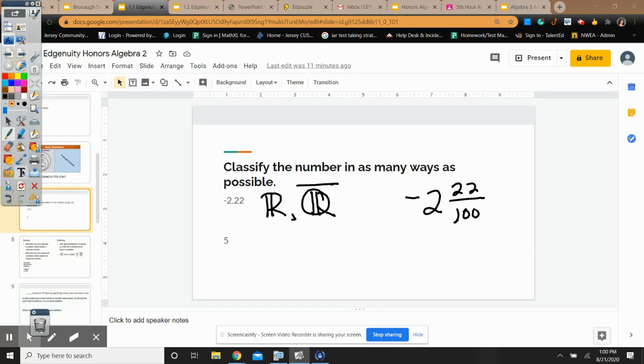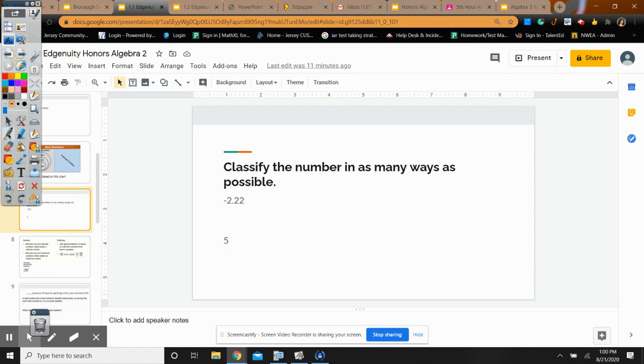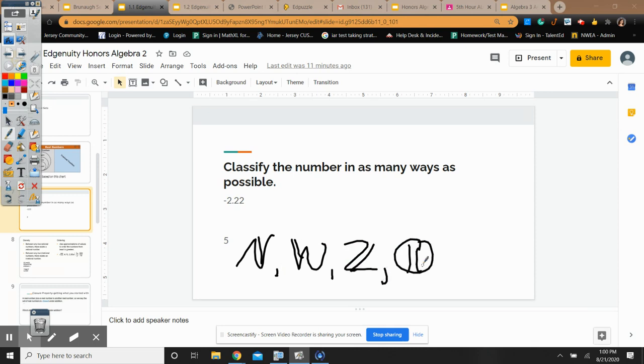Okay, how about 5? If you look at the number 5, is it natural? Yes, it's a counting number, which makes it a whole number, an integer, rational, and real. So it is all of those. Natural is the most descriptive, then whole, then integer, rational, real.